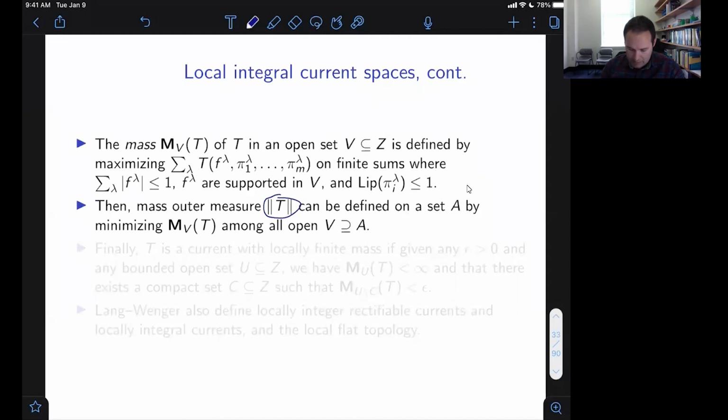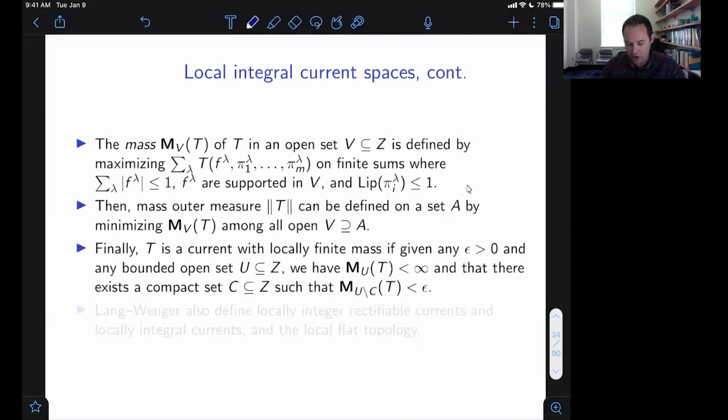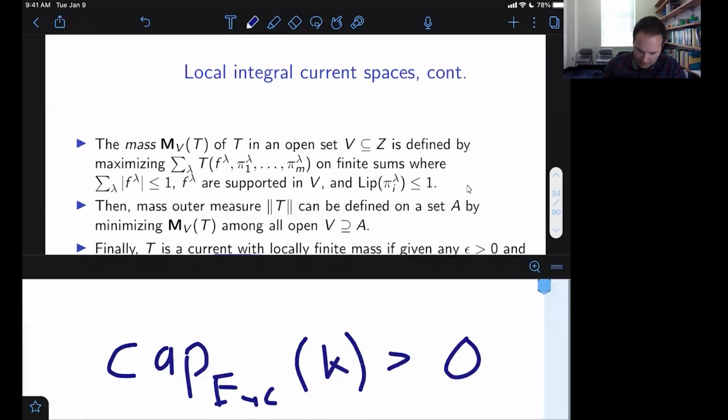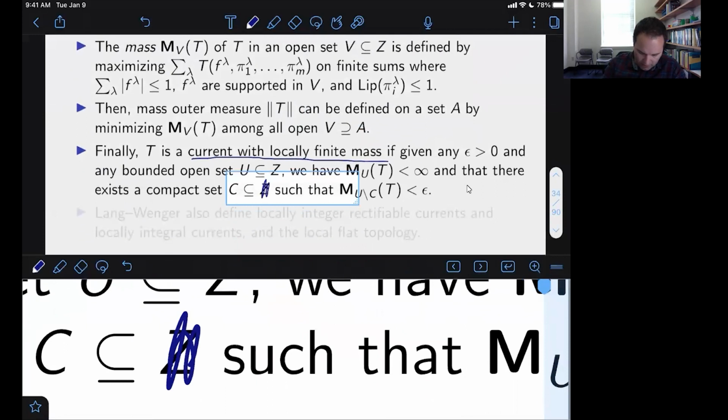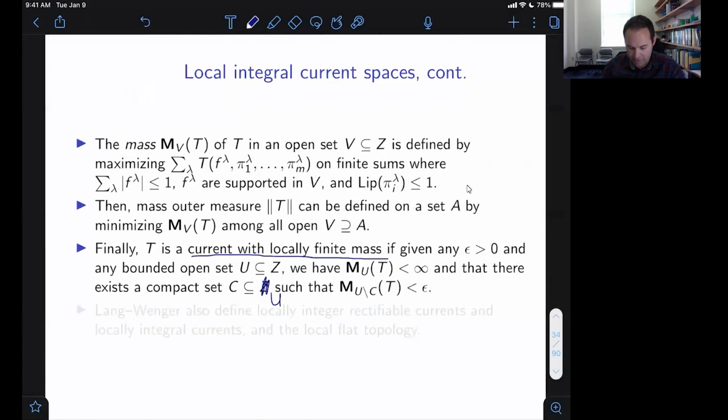Once you have that, you can define a current with locally finite mass. You need two things. You need it to give a finite result on bounded open sets, and then you need to have this nice property where you can find compact sets inside of your open set. Oh yeah, typo here. This should be a C inside of U. So a compact set inside of U such that the set difference has as small a mass norm as you want. Okay. So these are the kinds of objects we'll be working with.